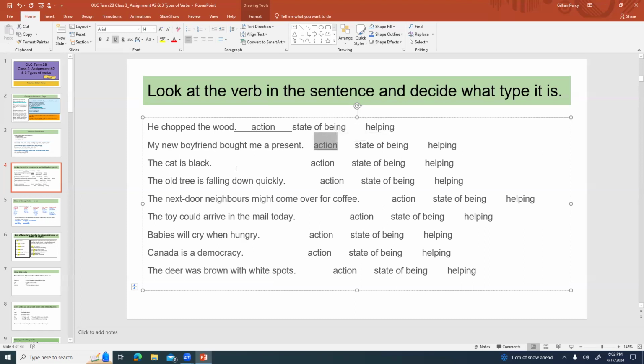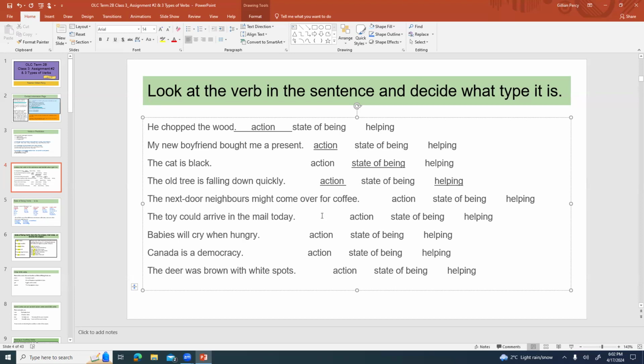Okay. The cat is black. Is is my verb. That's a state of being verb, right? It's describing the cat or talking about the condition. Like if I'd said the cat is cold, that'd be the condition of the cat. The old tree is falling down quickly. So falling is an action verb. Is is a helping verb. So this one actually has 2 different types of verbs in the same sentence. It's actually pretty common in English.